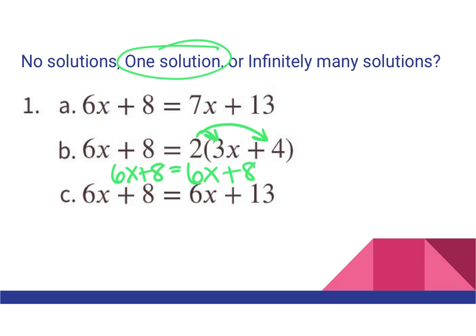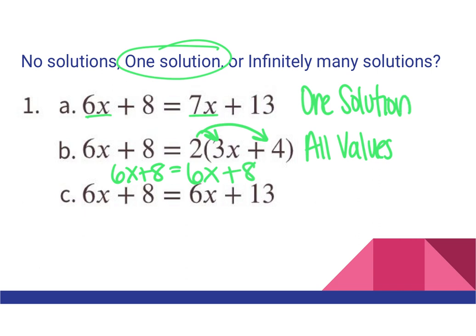Again, we know when we have the same expression on both sides, what does that mean? All solutions work. All values of x will make this equation true. Now let's look at A. In A, our x term, or our number of x's on either side, are not the same. When they're not the same, this is what we've been dealing with since we started this unit. This is a one solution situation.